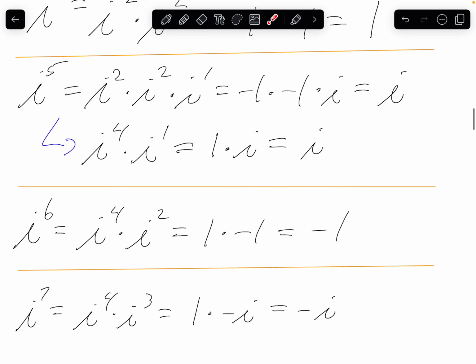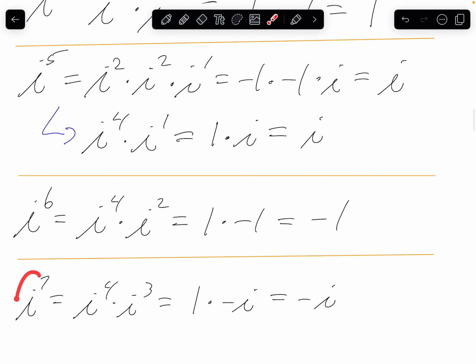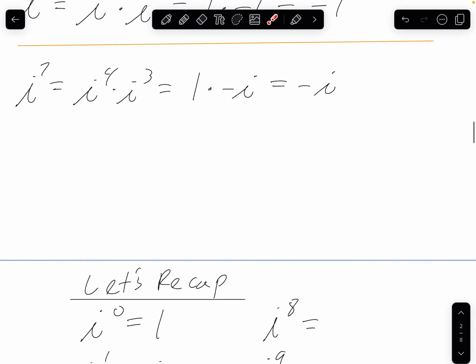Looking at one more, i to the 7th power. We can utilize 4 plus 3 to get back 7, so we can factor it in that manner. That means 1 times negative i is negative i. Right, again, utilizing i to the 4th power is nice because 1 has one of those properties where it's very easy to multiply, very easy to raise to exponents and so forth. So let's recap.